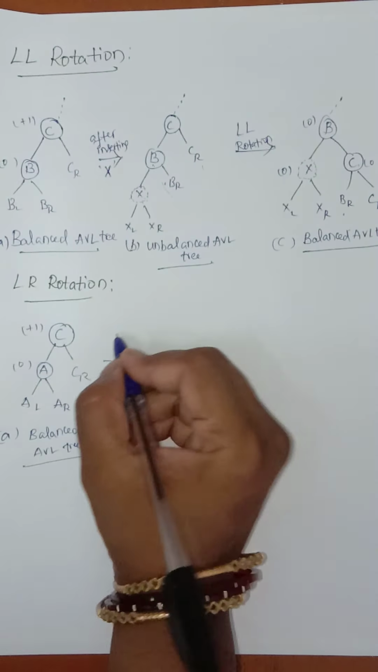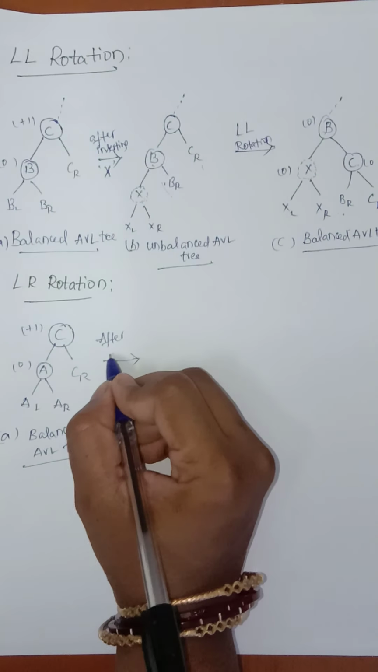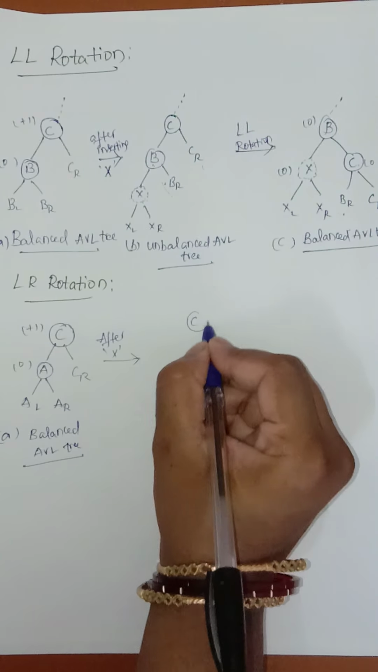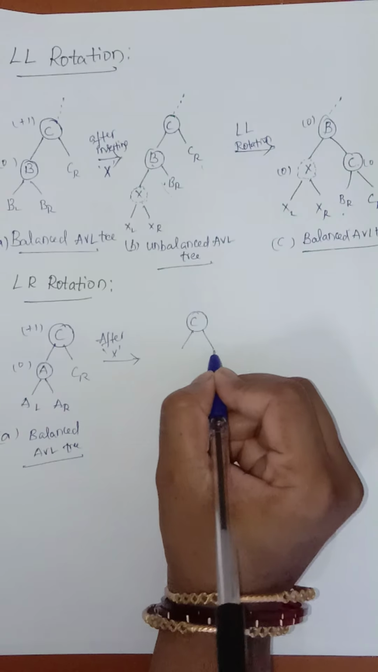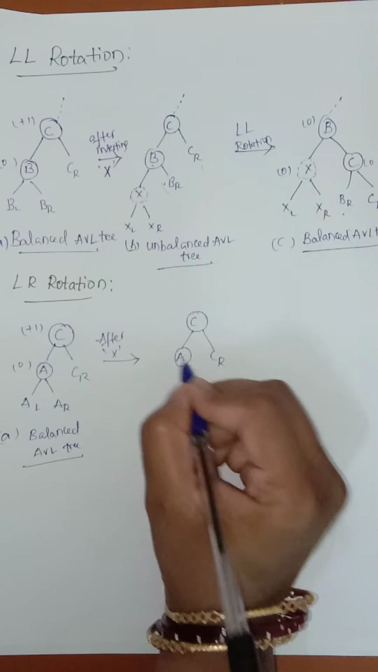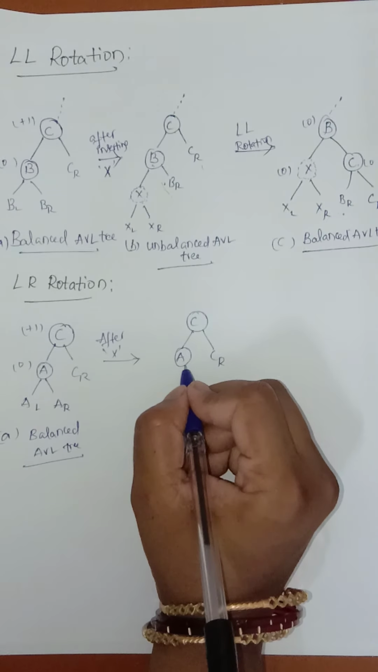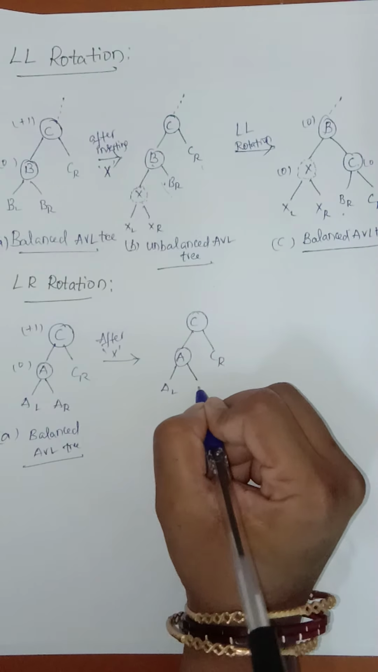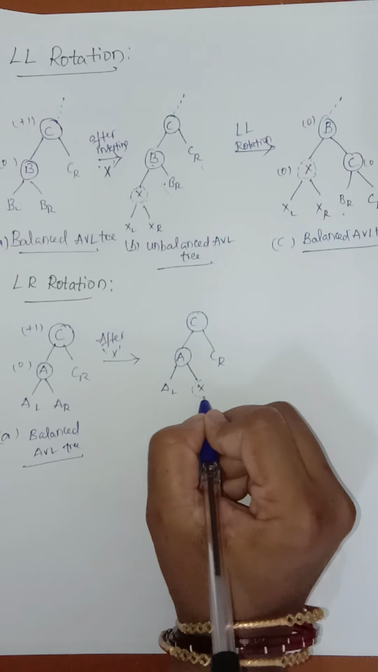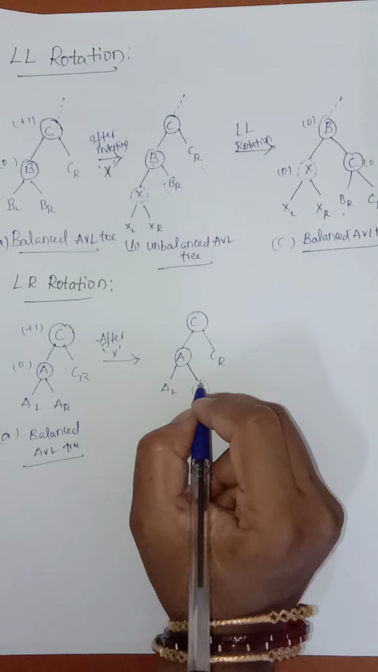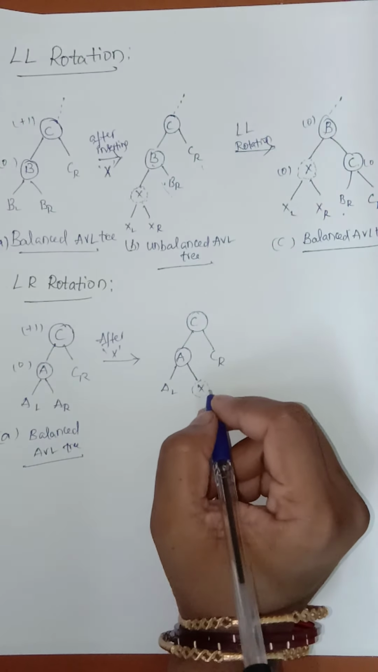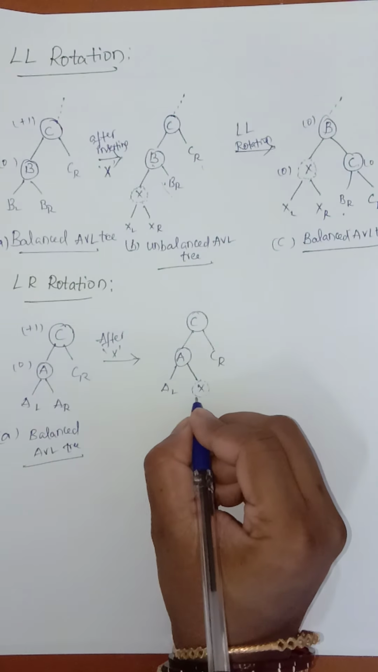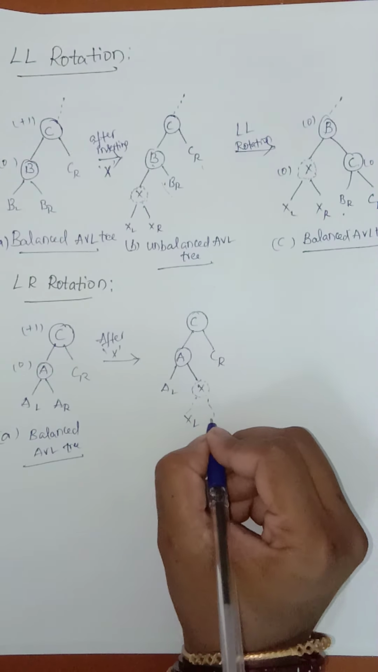After inserting X value, we can see it like this. C, A. Here we are inserting X at the right part of AL, the right part of the left subtree. X is placed over here, at the right part of the left subtree. So we are moving the right subtree over here. XL, XR.